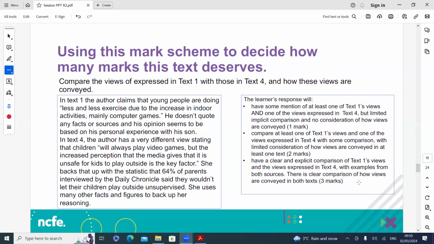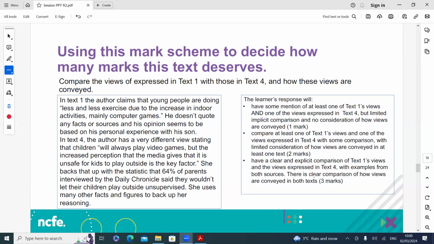So does the response have a clear and explicit comparison of text 1's views and the views in text 4 with examples from both sources? So it does indeed use examples, quotes and paraphrasing from both sources, both text 1 and text 4. So text 1, we've got a quote here, and text 4, we have a quote, and also it mentions the statistic that was used. So we've got examples from both sources.